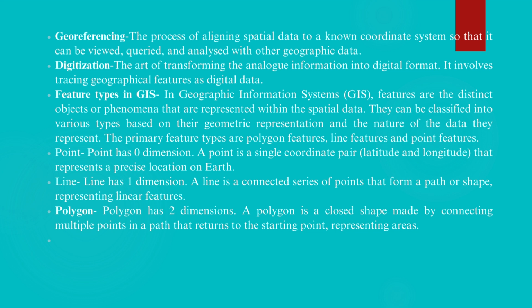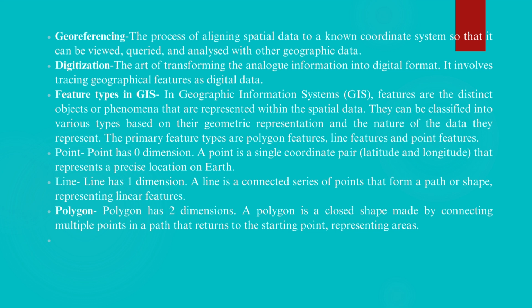The advantage is that once the data is digital, we can share it easily with others. It cannot be destroyed as easily as paper maps, and it is much more convenient to store and manage in today's digital world. Let us look at how features are represented in GIS. In GIS, every object or phenomenon on Earth is called a feature. These features can be classified into three main types based on their shape or geometry: points, lines, and polygons.